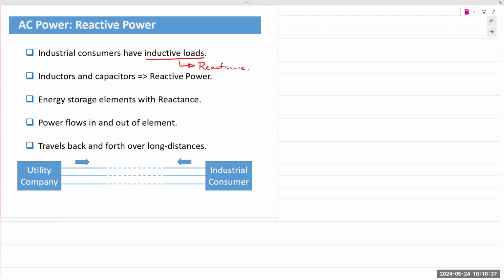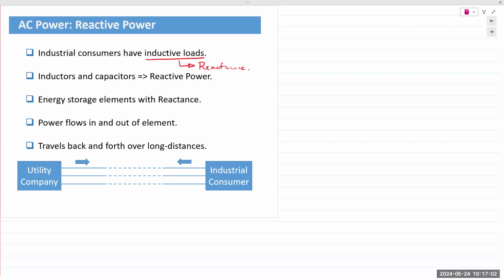Okay. When you apply DC, what happens? The inductor receives the energy, stores it, and then releases it back into the circuit at a later point in time. When you apply an AC voltage or current, the energy goes into the inductor in the positive half cycle, and in the negative half cycle, it flows out. Right? So there's a constant exchange of energy that is always taking place.